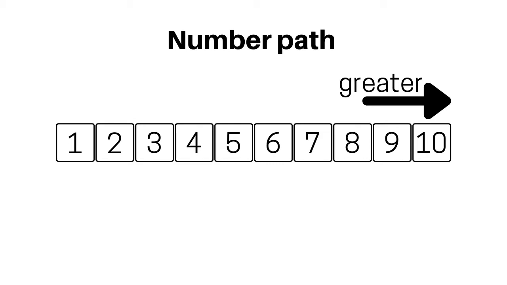One limitation of number paths is there's no space between the numbers. Now, you might be thinking, who needs space between the numbers? 2 comes right after 1. There isn't any number between 1 and 2. Well, in fact, there are numbers between other numbers.